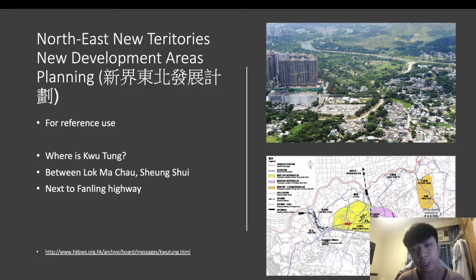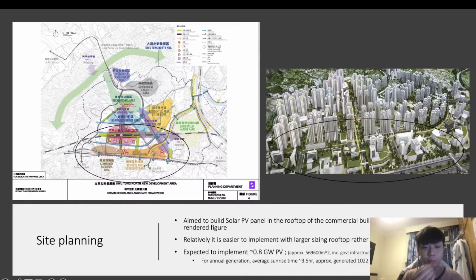For reference, this is just talk about West Kwu Tung. Kwu Tung actually belongs to the neighbor of Lok Ma Chau, Sha Tau Kok... between them, and it's next to the Fanling Highway. So we aim to build solar PV panels on the rooftop of the commercial building as shown in the render figure. And this is just a render figure, and my plan is to put it on the commercial building here.